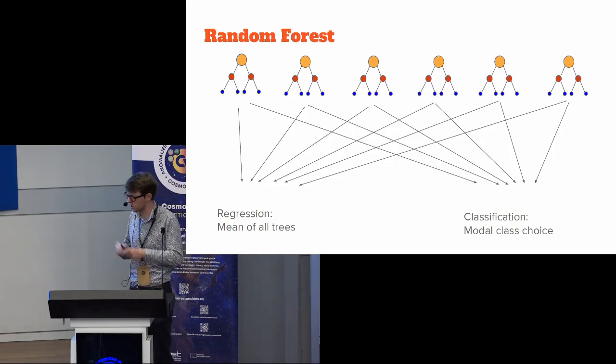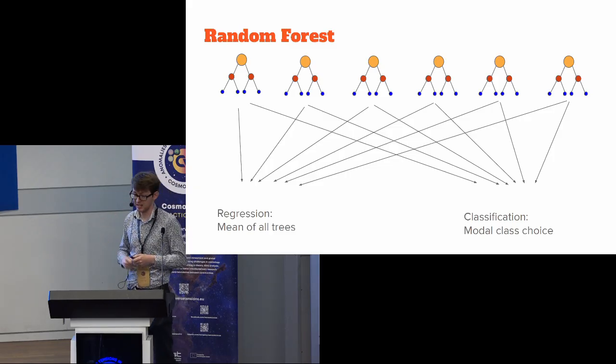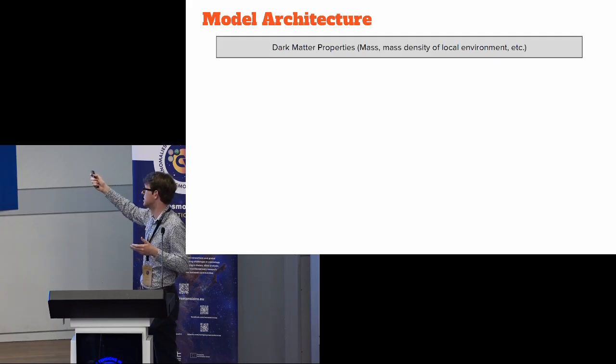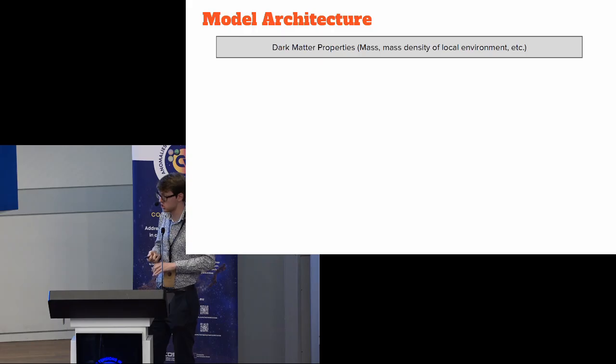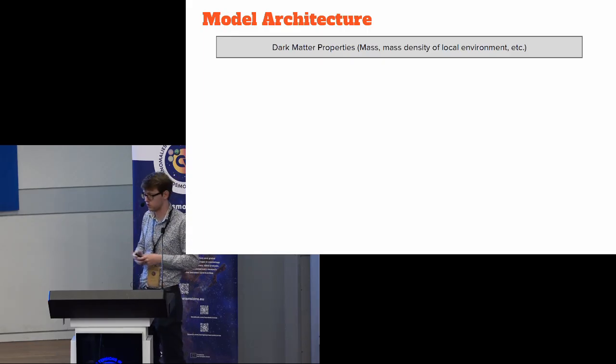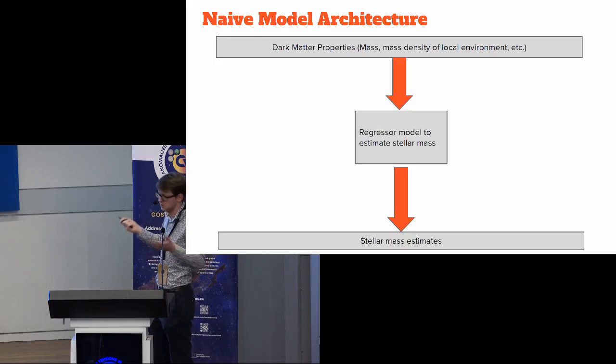And so say, for my work, you want to take in some properties of the dark matter, and particularly what I'm interested in is then making a prediction on the stellar mass. So based on this, we could just kind of naively go, oh, let's take in our dark matter properties, so the dark matter mass, and some information about the mass density in the local environment around the halo. And as well, another thing that's very useful is information about the maximum of the circular velocity profile of the dark matter. And then we could just put this into a random forest regressor and get an estimate.